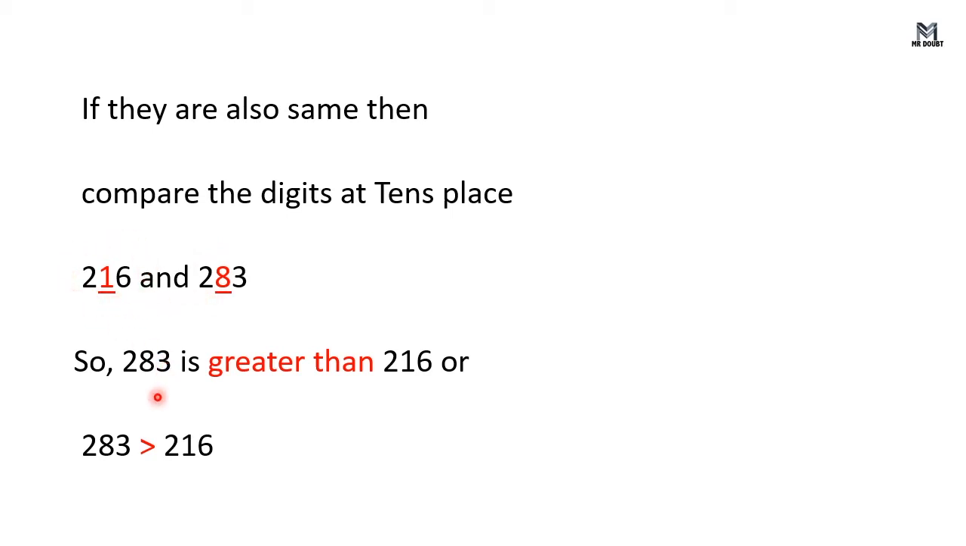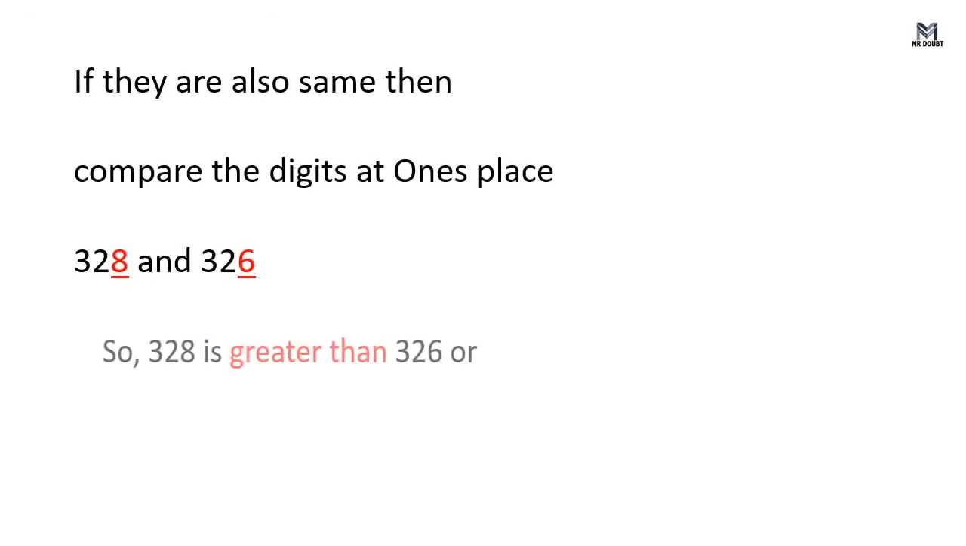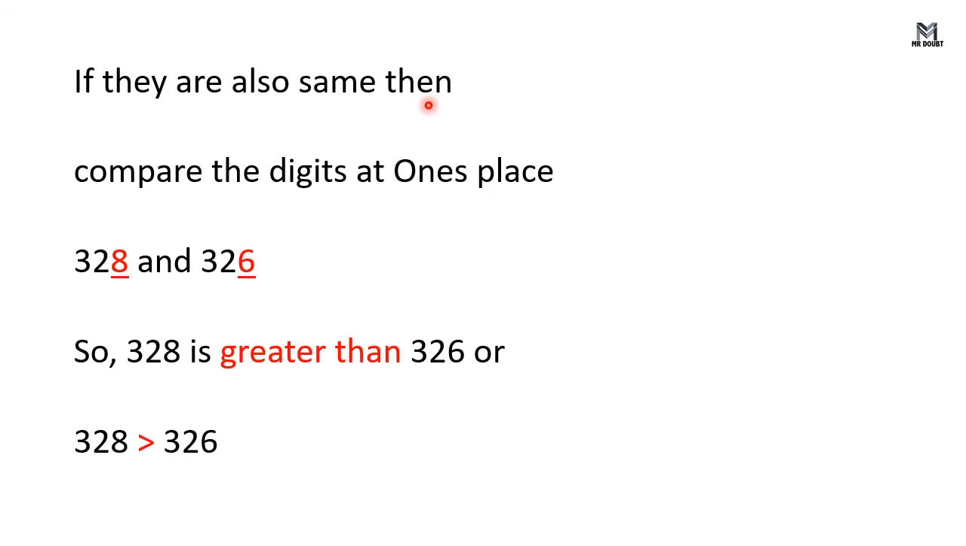Okay, so I'll write it like this. 328 is greater than 326, or 328 is greater than, sign of comparison, sign of greater than 326. Okay, now if the digit at hundreds place is same, the digit at tens place is same, then what to do?